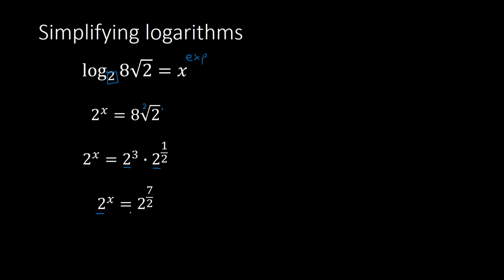So now the base is the same, so your exponents must be equal. So x must equal 7 over 2. So log base 2 of 8 square root of 2 would equal 7/2.